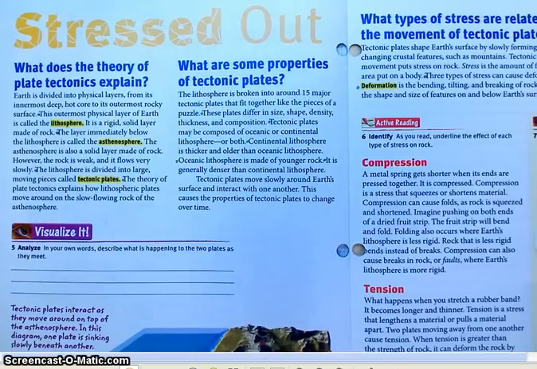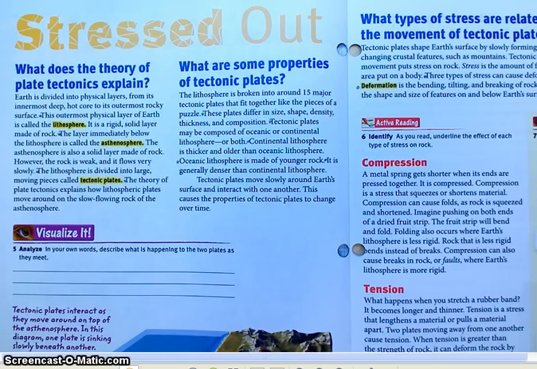What does the theory of plate tectonics explain? Well, Earth is divided into physical layers from its innermost deep, hot core to its outermost rocky surface. This outermost physical layer of Earth is called the lithosphere. It's a rigid, solid layer made of rock. The layer immediately below the lithosphere is called the asthenosphere.